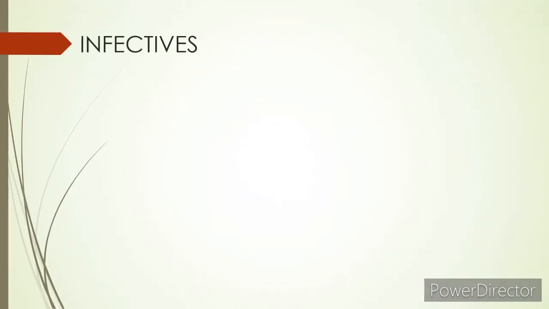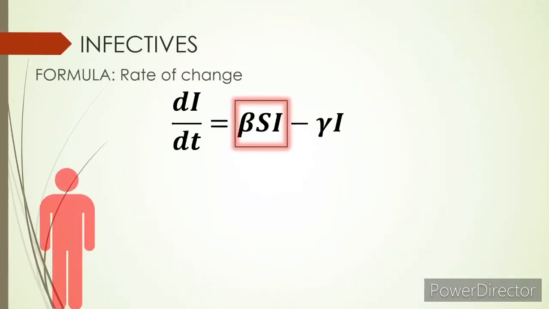Next is the infectives. The formula for its rate of change is dI/dt is equal to the difference of the product of the transmission rate, the number of susceptibles and infectives, and the product of the recovery rate and the number of infectives. As you can observe, the first term is similar to the formula of the susceptible. That is because all those who were infected were just susceptible before.